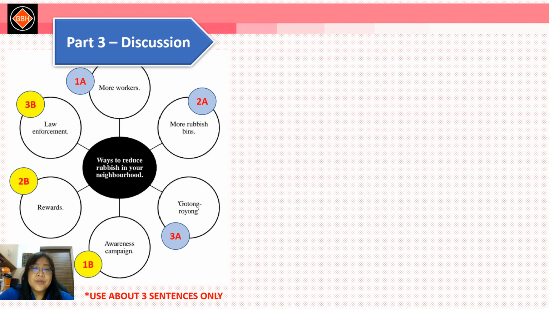Dear students, for part 3, it is a discussion with your partner. So here you will see a mind map. Remember that for each of your dialogue, maybe you can say about 2 or 3 sentences only. So remember that candidate A should take 3 bubbles and candidate B 3 bubbles. So here you have 1A, 2A and 3A. And you have also 1B, 2B and 3B. So let's look at the answer.